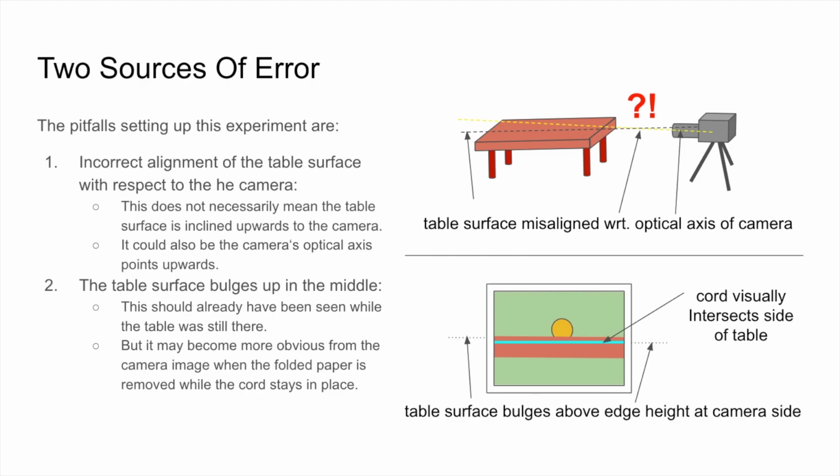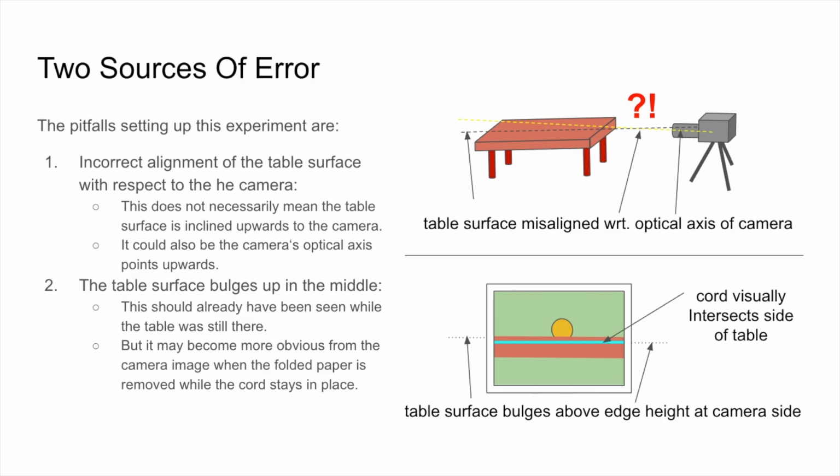Two sources of error. The pitfalls setting up this experiment are: incorrect alignment of the table surface with respect to the camera. This does not necessarily mean the table surface is inclined upwards to the camera. It could also be the camera's optical axis points upwards. Or the table surface bulges up in the middle. This should already have been seen while the table was still there.